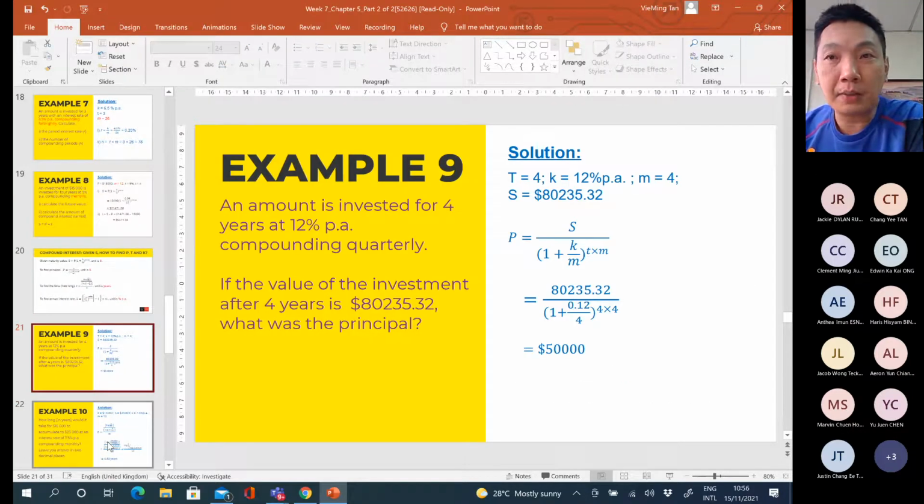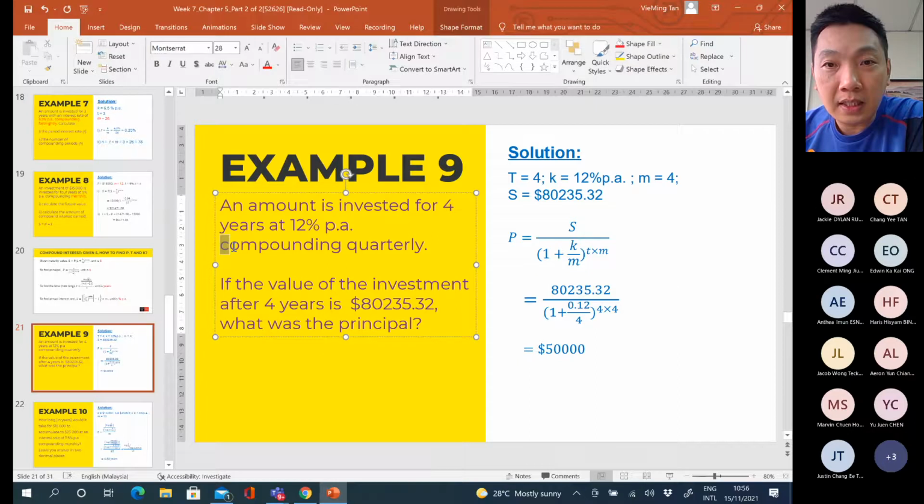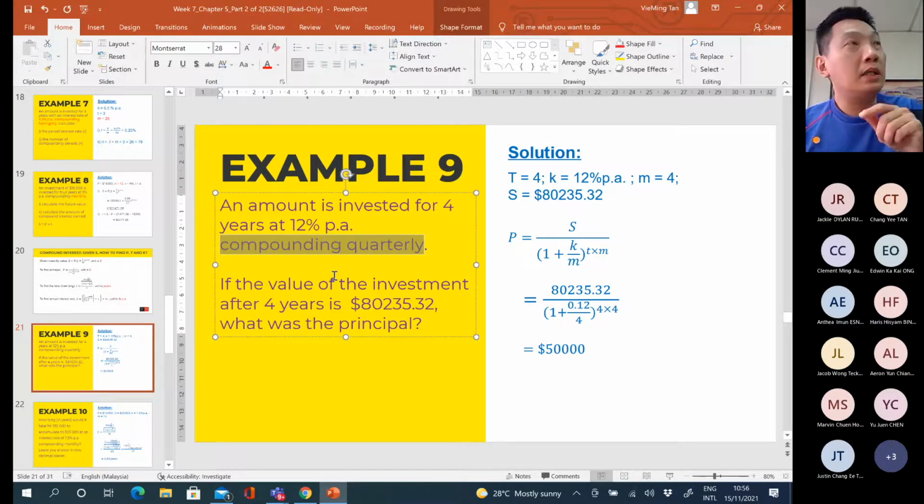Okay, so let us try example 9. An amount is invested. That means it's P. Okay, it's for how long? For 4 years, at 12% per annum. Compounding. This is the keyword. Compounding quarterly. So that means this question is compound interest question. It's no longer simple interest question. It's compound interest question. Quarterly.